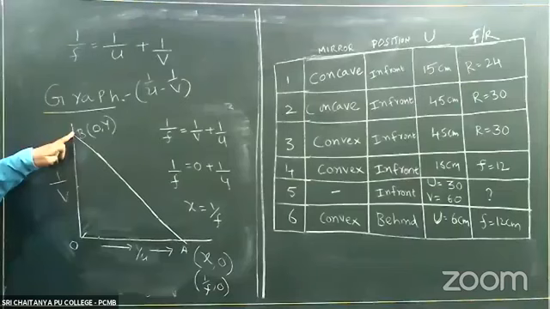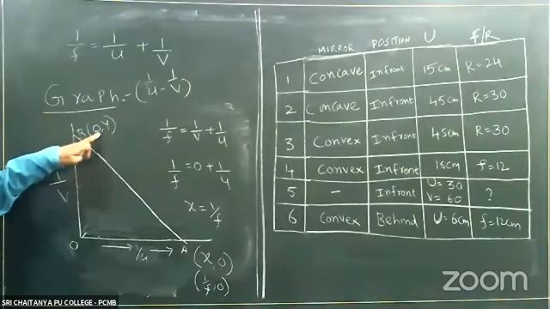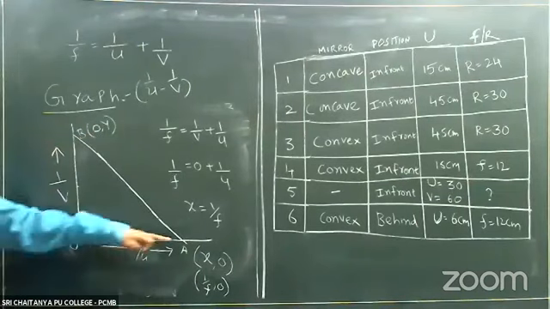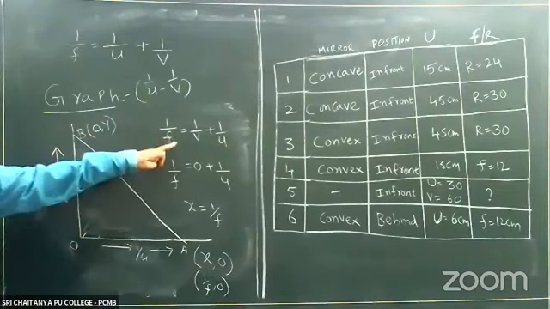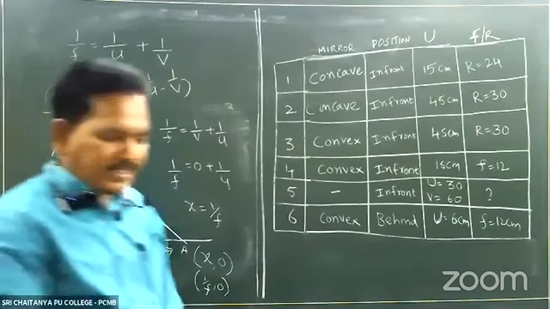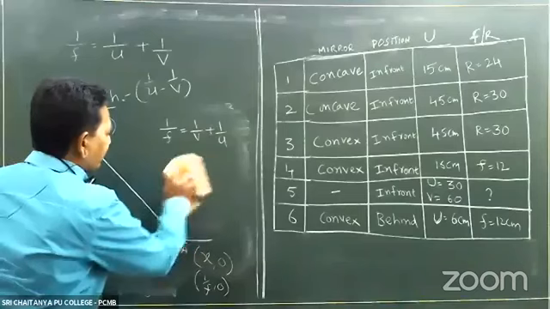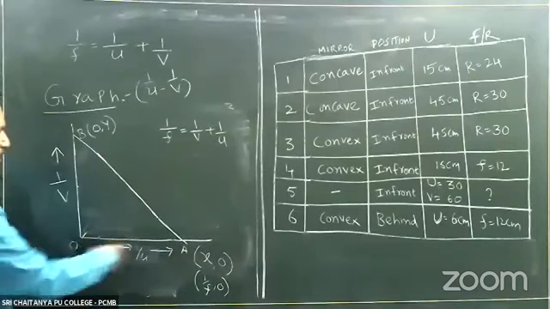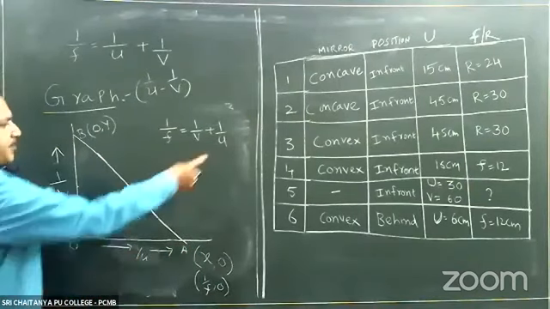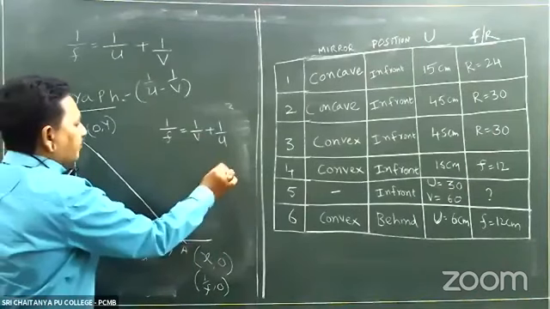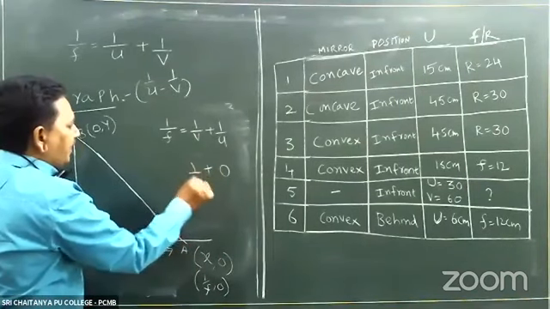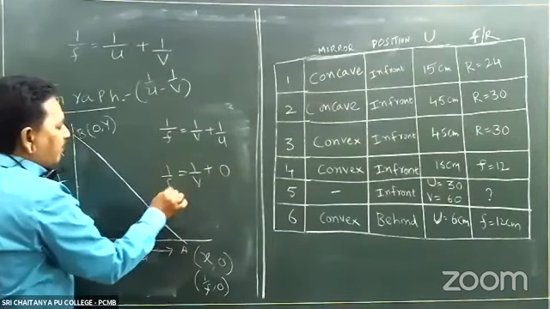To find the coordinates of B, it is (0, y). 0 means the x value is 0. Substitute in this formula. What is taken along the x-axis? Along the x-axis, 1 by u is taken. Substitute 0. So 0 plus 1 by v is equal to 1 by f.